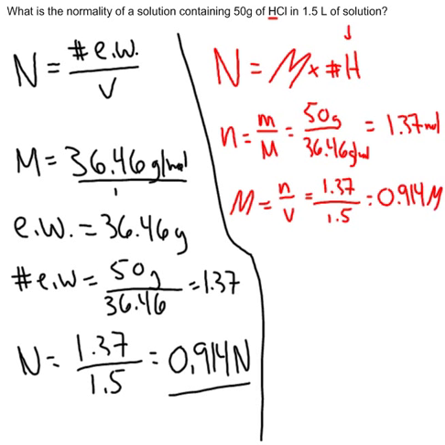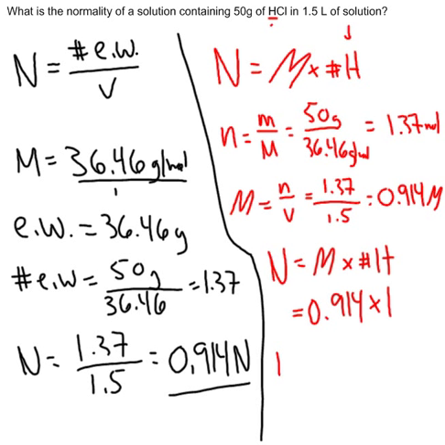0.914 moles per liter. And if we plug that into the formula which I just gave you above, molarity times number of hydrogens, we get 0.914 times 1, since there's just the one hydrogen in HCl. And so the normality is 0.914 normals, same as we got doing it the other way.